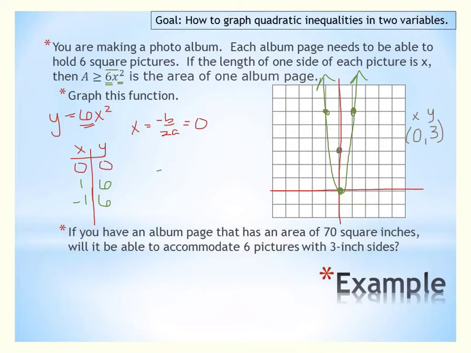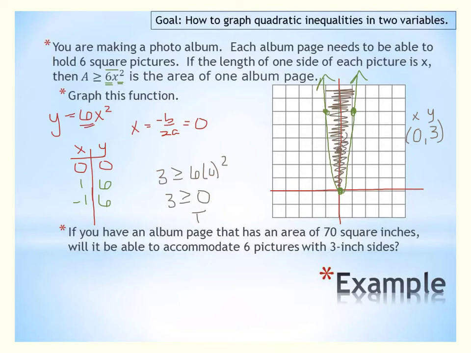So we're going to test to see is 3 greater than or equal to 6 times 0 squared. Is 3 greater than or equal to 0? That is true. And so in this case, we are shading everything inside the problem.